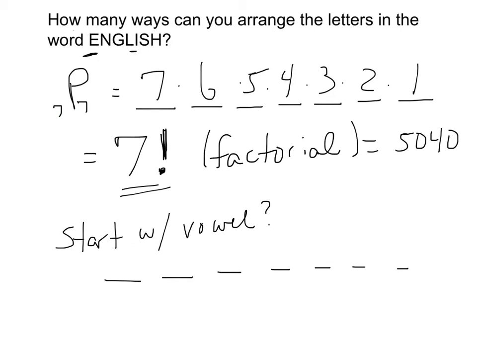You always want to put the conditions in first. Because I have 2 choices for the first letter, if it must be a vowel, then once it's placed, it doesn't matter what the next letter is. It could be a vowel or consonant. I'm going to end up with 6 choices, then 5, 4, 3, 2, 1. This changes things quite a bit. And so I go from having 5,040 arrangements to having 6 factorial, which is 720, times 2, which is 1440. So it's quite a bit less.